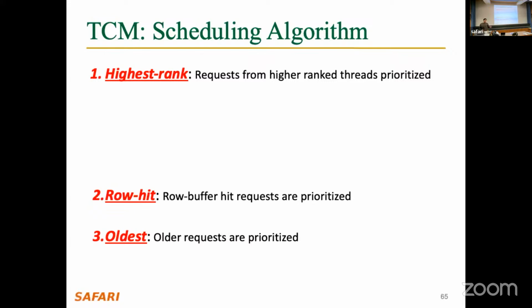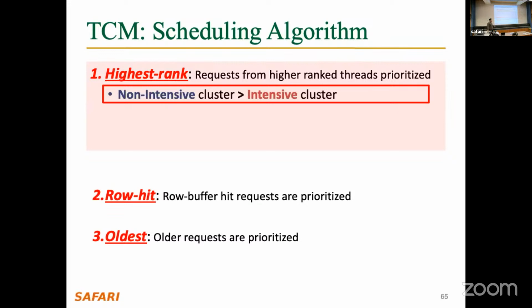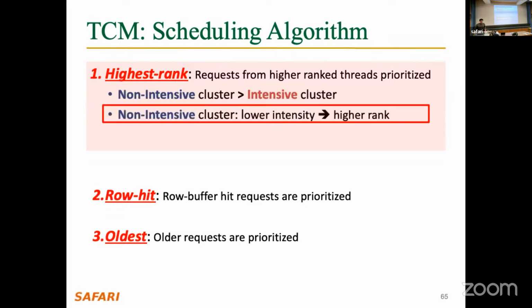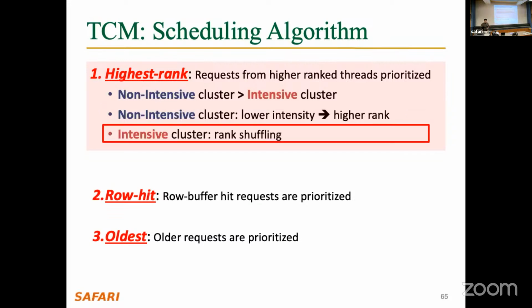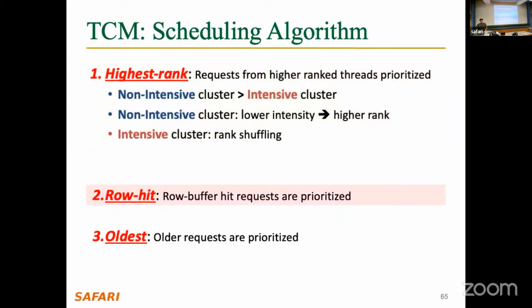We start with the highest priority being the highest rank requests, but you prioritize the non-intensive cluster over the intensive cluster as well. And inside the non-intensive cluster, you prioritize requests coming from threads that have the lowest memory intensity, for throughput again. And in the intensive cluster, you do rank shuffling, asymmetric or symmetric, depending on the distribution of niceness across your threads. And then you prioritize row hits like FR-FCFS, and then the oldest request.